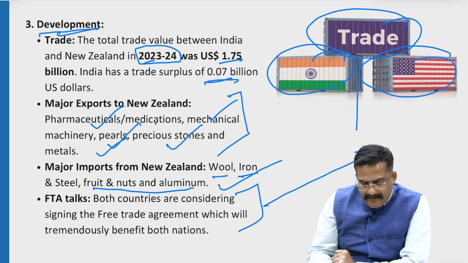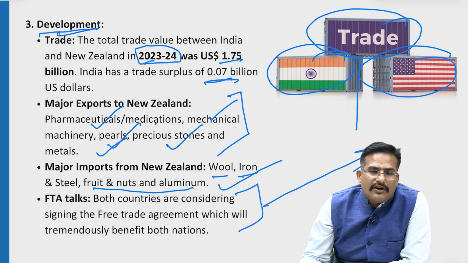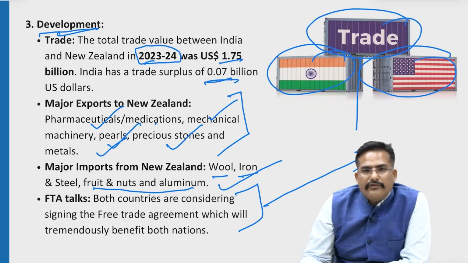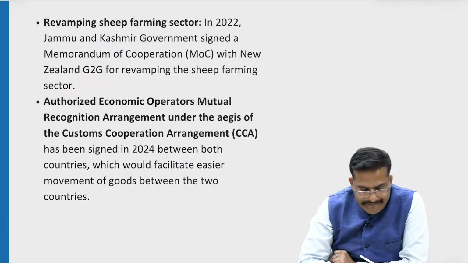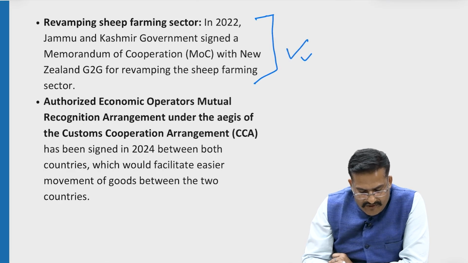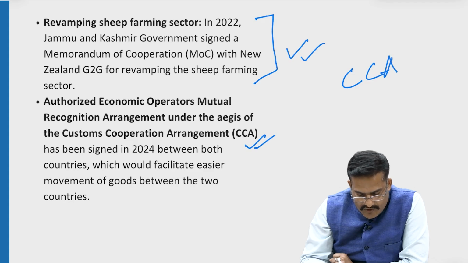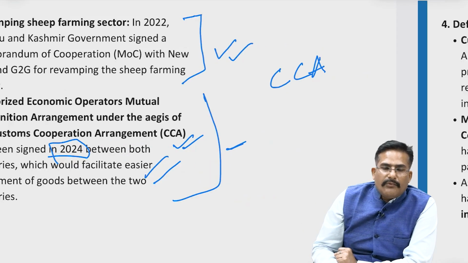And both the countries are undergoing free trade talks, which were stalled a few years back because of a few apprehensions raised by the Indian side as well as the New Zealand side. However, we are resuming the trade ties, right? Also, India's sheep and farming sector was revamped with the help of New Zealand, which is a very pleasing thing to know, right? Also, there is an Authorized Economic Operator Mutual Recognition Agreement under the aegis of the Customs Cooperation Agreement, which we call CCA, which was signed in 2014 between both the countries. Very important fact to know about, right?